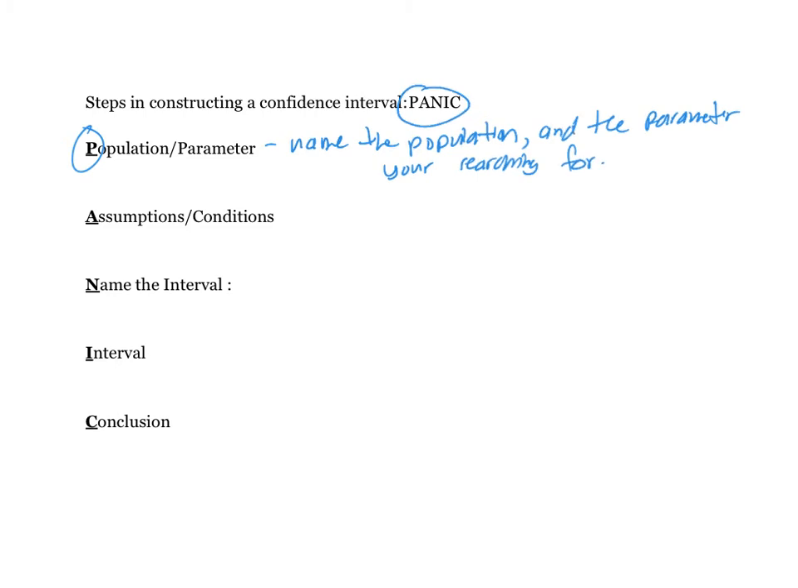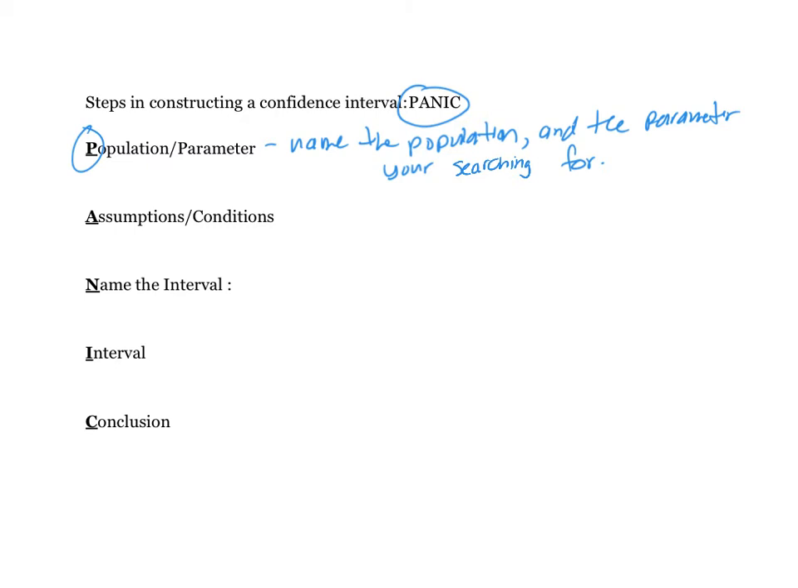Okay, and that doesn't look like searching, so I'm going to rewrite that, sorry. Okay, so in our marble problem, we'd say the population is the jar of marbles, and the parameter we're searching for is the proportion of blue marbles in the jar.